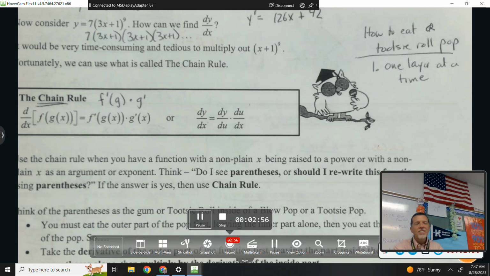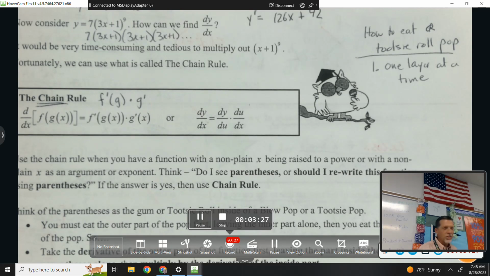One layer at a time on a Tootsie Roll Pop. To make a point, I did this a couple years ago, and to be silly, some kid in the back took the wrapper off, put the whole thing in his mouth, wrapper and all, and bit into it. That's terrible for your teeth. I think it's disgusting for the paper, but he did it. He was trying to get attention, be a class clown, all that stuff. But it illustrates the point. That's not how you eat a Tootsie Roll Pop. One layer at a time.